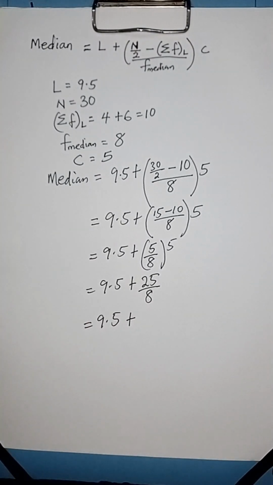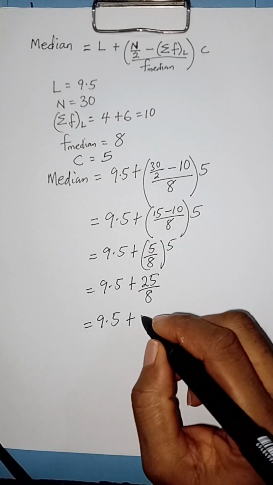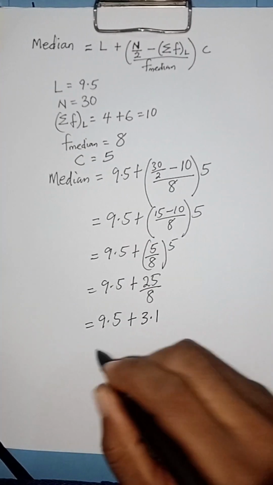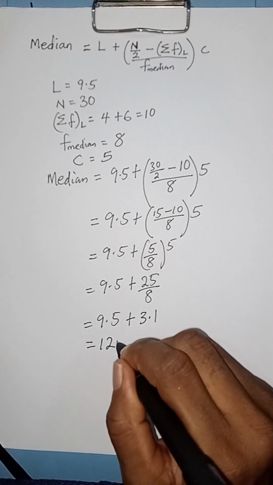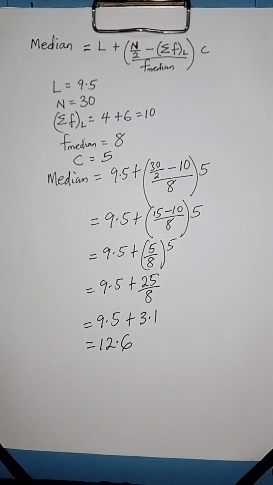Now, what is 25 divided by 8? That should give you 3.1 to 1 decimal place. And if you add them together, that's 12.6. So that is the answer to the question on how to find the median of grouped data.